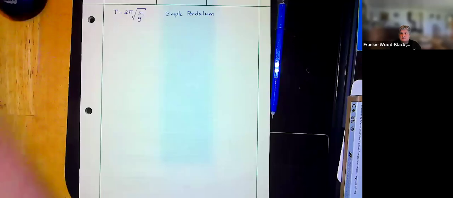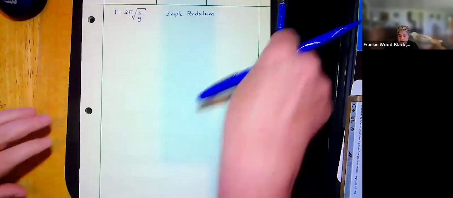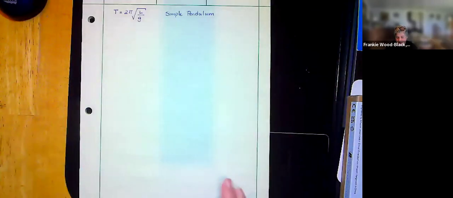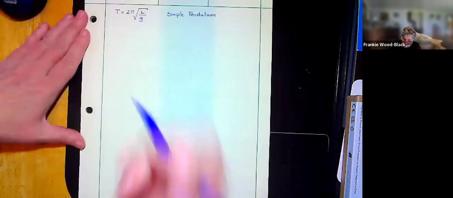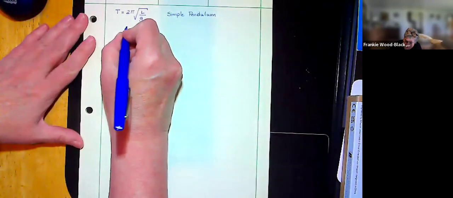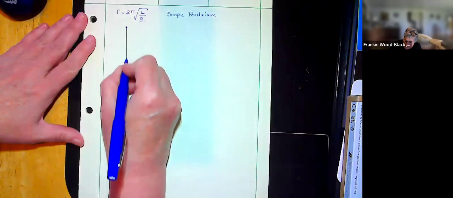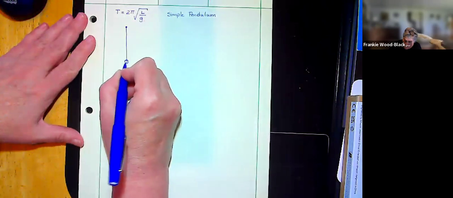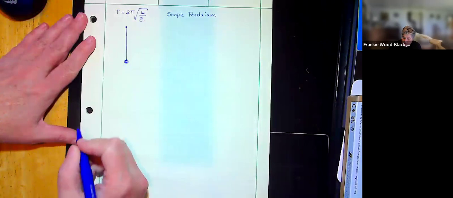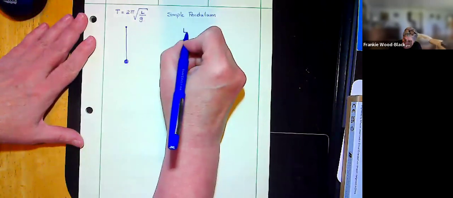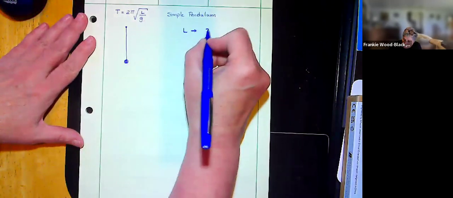Let's get started. I'm going to start with reviewing the pendulum lab. As I mentioned yesterday, what you're going to do with your pendulum lab is find a string and put some sort of mass on the bottom of it. And you're going to end up doing 3 lengths.